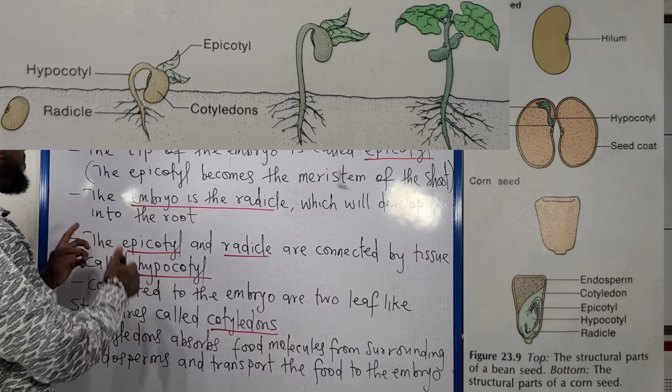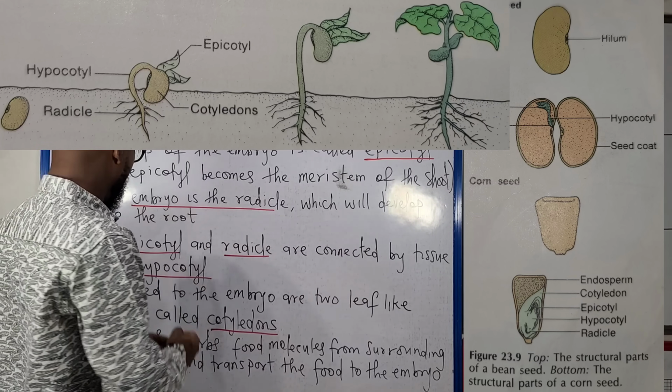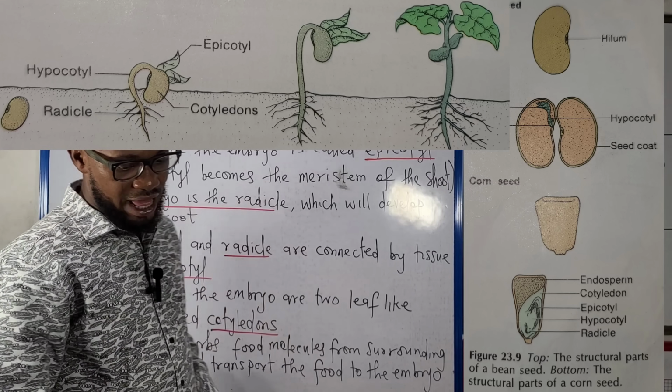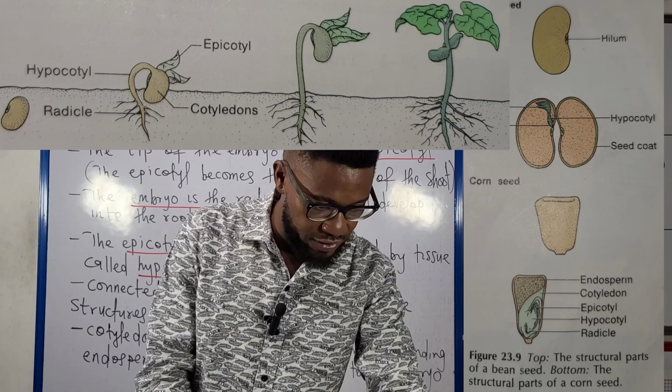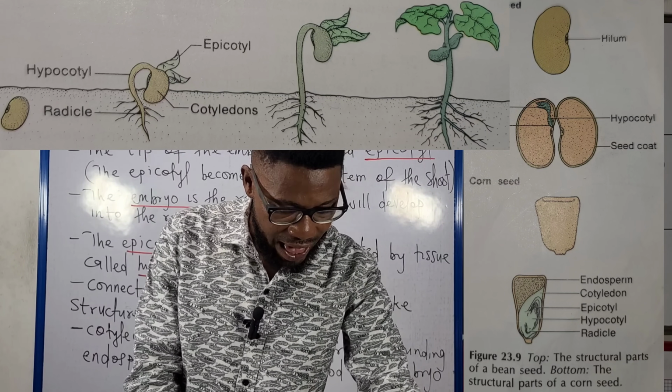Now, the epicotyl and radicle are connected by a tissue called hypocotyl. You can see that, hypocotyl. Now, if you look at that particular diagram, you see on the inside of that bean seed, the hypocotyl is in between the epicotyl and the radicle.